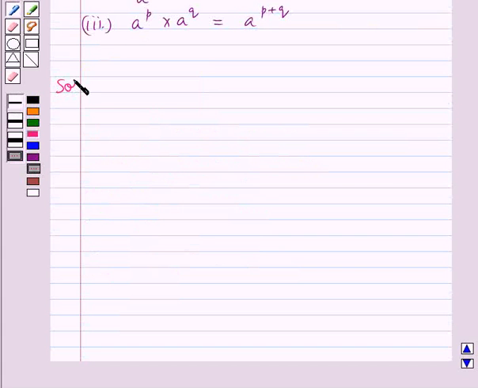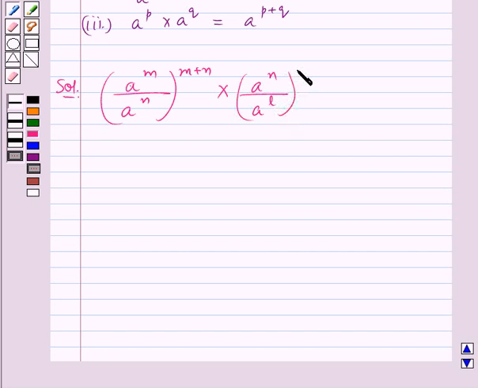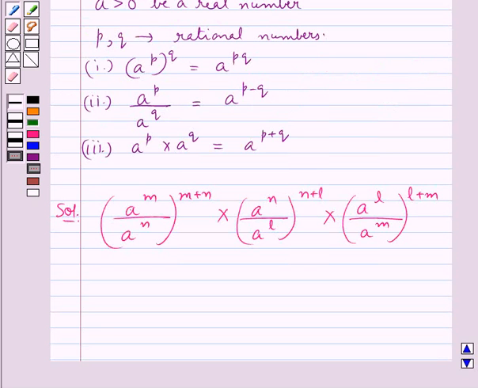Now let's move on to the solution. The given expression is (a^m / a^n)^(m+n) multiplied by (a^n / a^l)^(n+l) multiplied by (a^l / a^m)^(l+m). Now we apply the required laws of radicals in this expression. First we apply the law of radicals to a^m / a^n. From the key idea, you can see that we will apply this law.